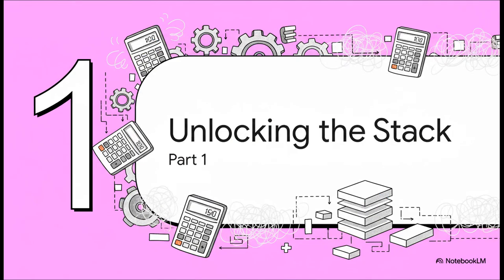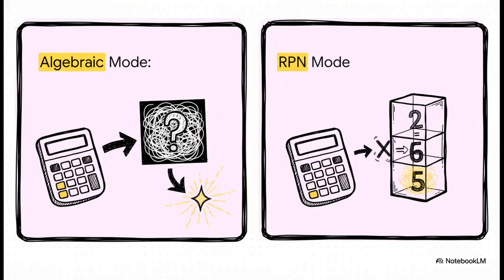So, how do we get out of first gear? Well, we have to switch from dead brain mode to what we're going to call living stack mode. And it all starts by embracing the way these amazing calculators were actually meant to think. So on one side, you have algebraic mode. You type in a long equation, you hit enter, and poof, a magic answer appears. All the steps in between are totally hidden.